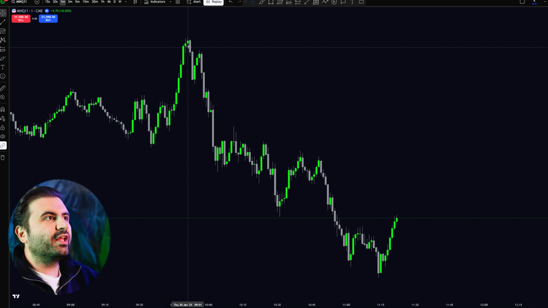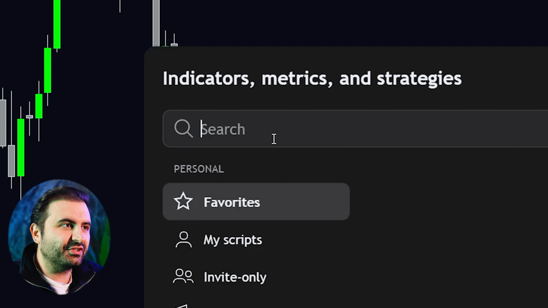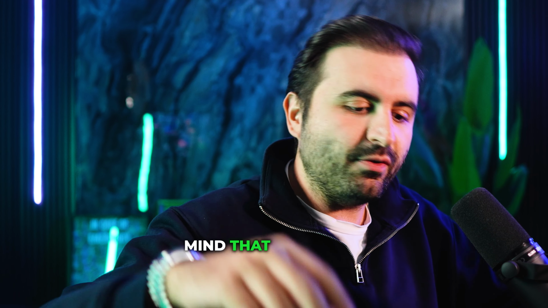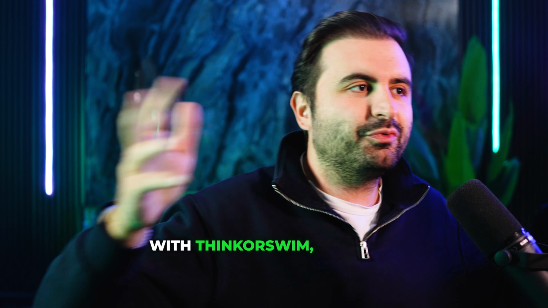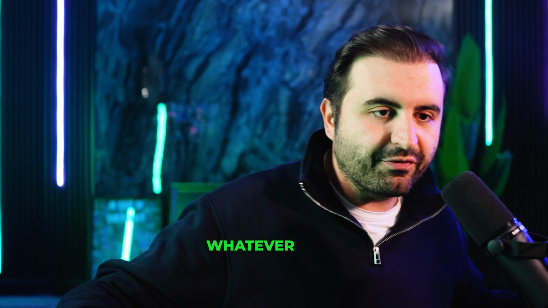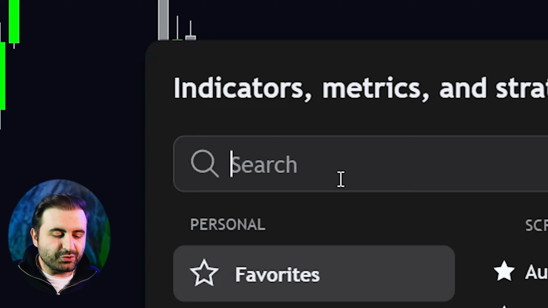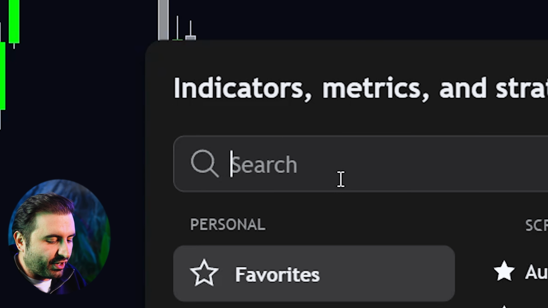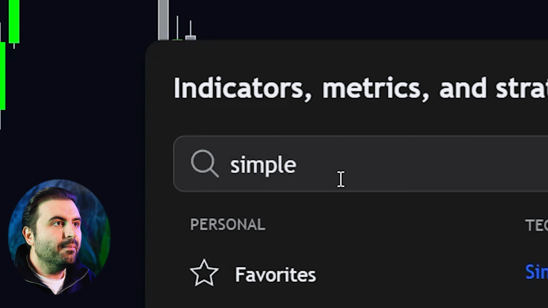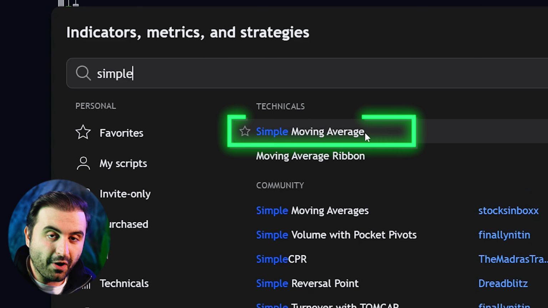The first thing you want to do is head over to the indicators tab, but keep in mind that whether you are trading with Thinkorswim, NinjaTrader, whatever it is, these indicators are included in all platforms. So the first indicator that we're gonna use is the simple moving average. Yes, you heard it right.